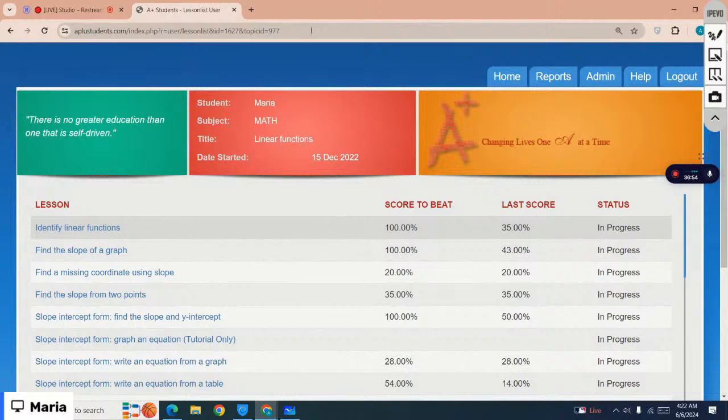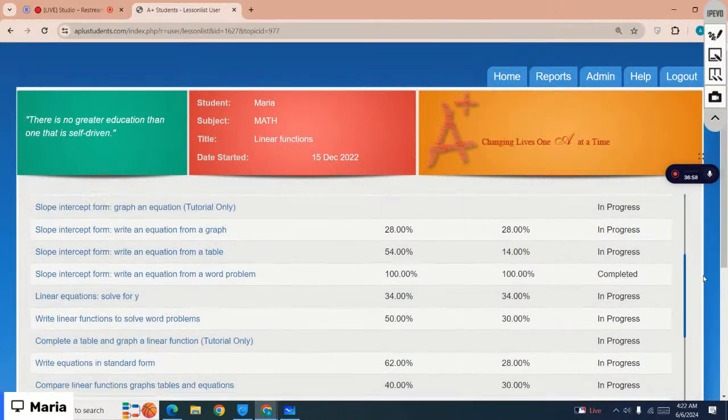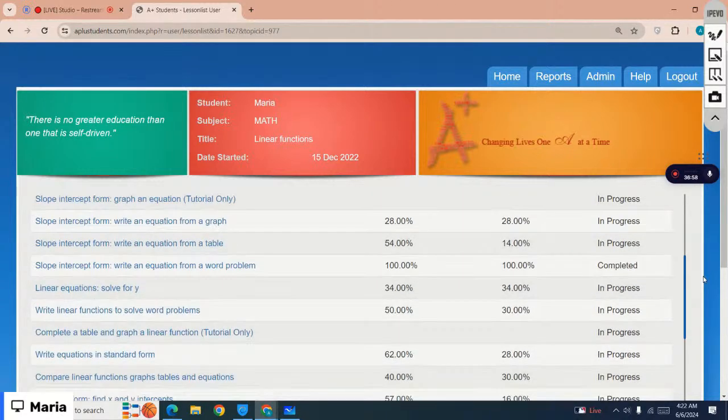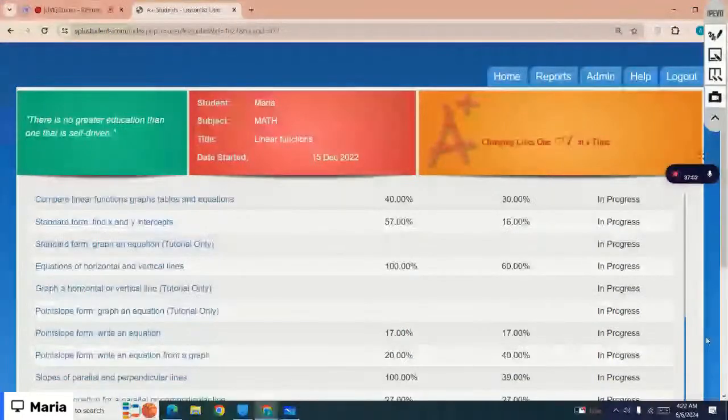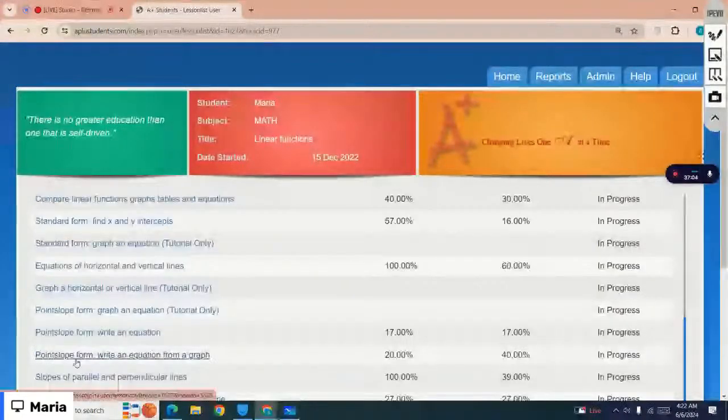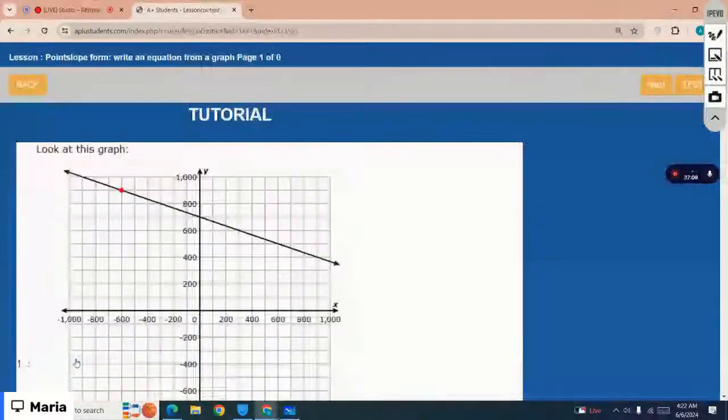The next lesson is point slope form, write an equation from a graph. Let's just start with the lesson. Now we are given the graph. We have to write down the equation from the graph, right? So we just learned how to make a graph from the equation, right? We did that earlier today.